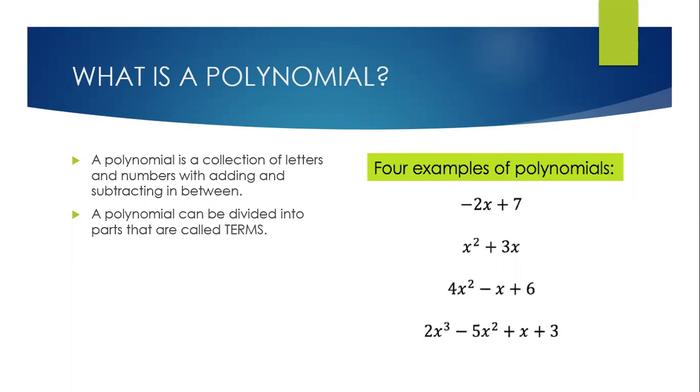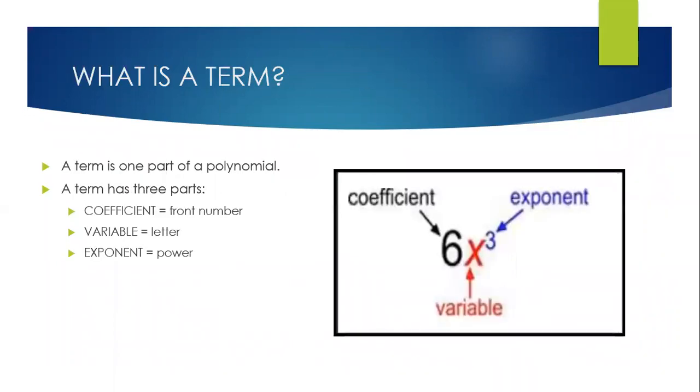There are things that are not polynomials. They have fractions in them, for example. But for the most part, most of the time when you see letters and numbers put together in some kind of way, it's probably a polynomial. Now, these can be divided into parts that are called terms, which we talked about before. There's a prior video to this. It's called section 5.1. You can go look at that one, which talks about terms in greater detail.